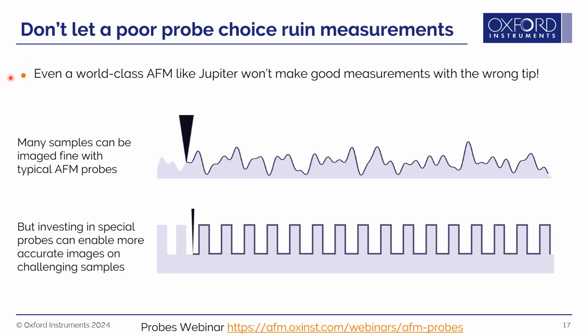The takeaway message here is that even on a world-class AFM like Jupiter, it won't make good measurements if you make a poor choice of probe type. You can image many types of samples just fine with conventional probes, but if your samples look more like the diagram on the bottom, then consider investing in special purpose probes that are better suited to those types of samples. Marta will be taking you through some actual examples that demonstrate these considerations, so for that, I'll hand off the webinar to her now.